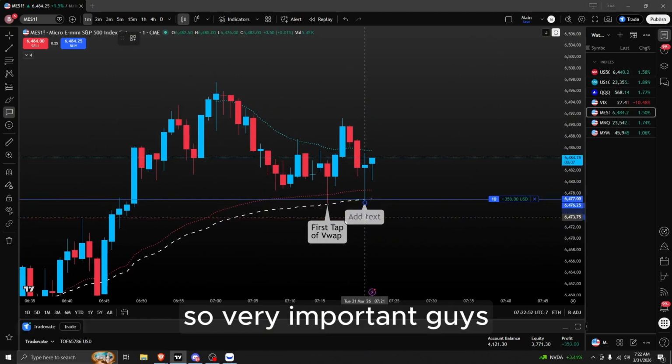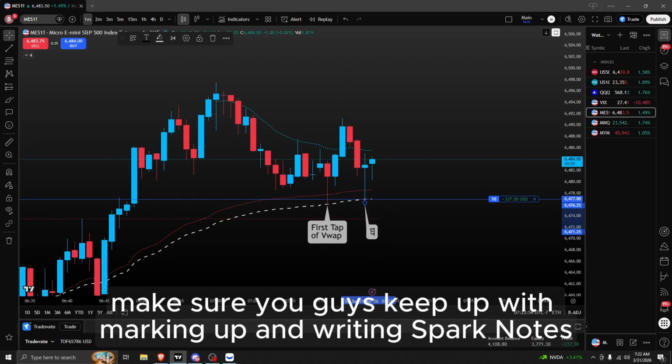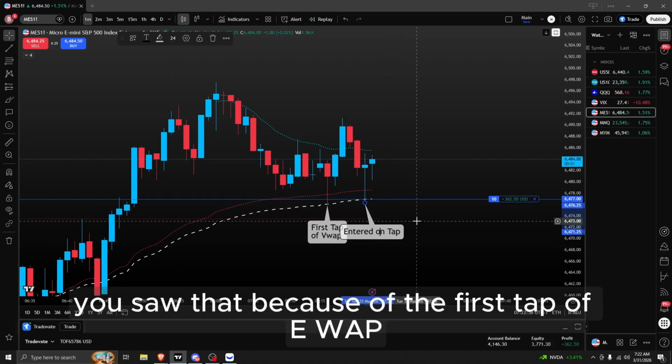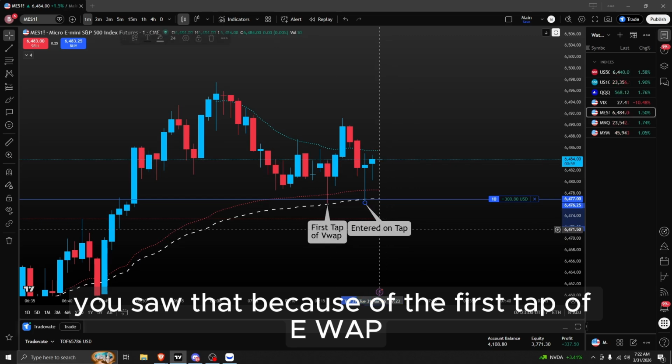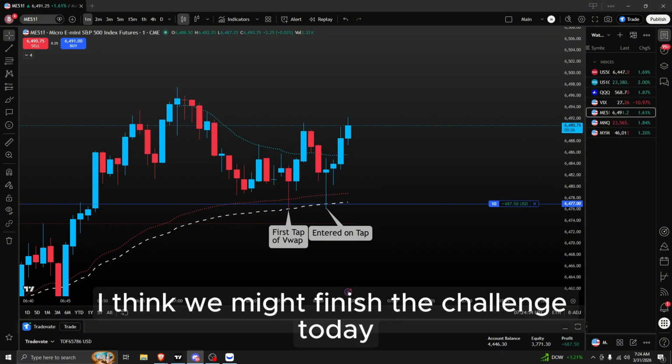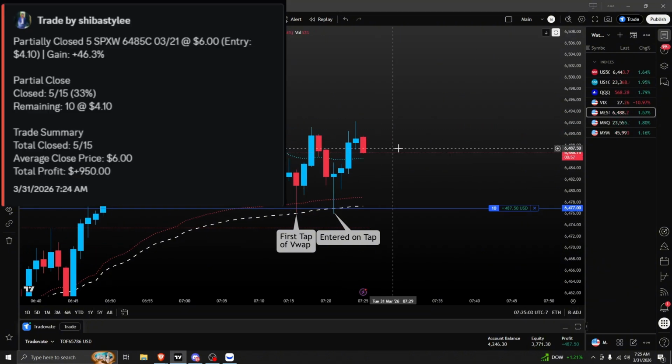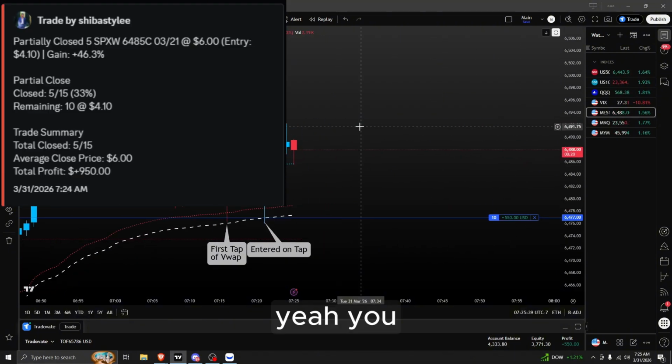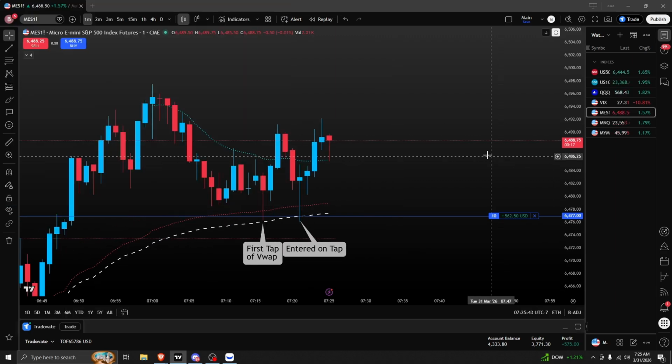So very important, guys. Make sure you keep up with marking up and writing Spark notes. You saw that because of the first tap of VWAP, that gave us confidence to enter on the next tap. Think we might finish the challenge today. Right here, we get our first trim. Yeah, you sniped that entry. That was impressive.